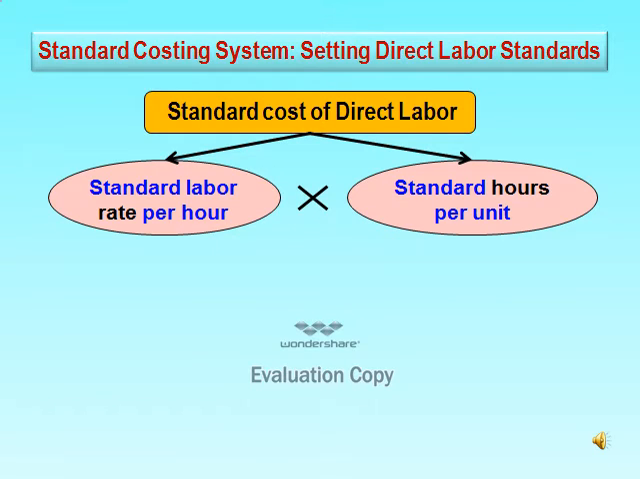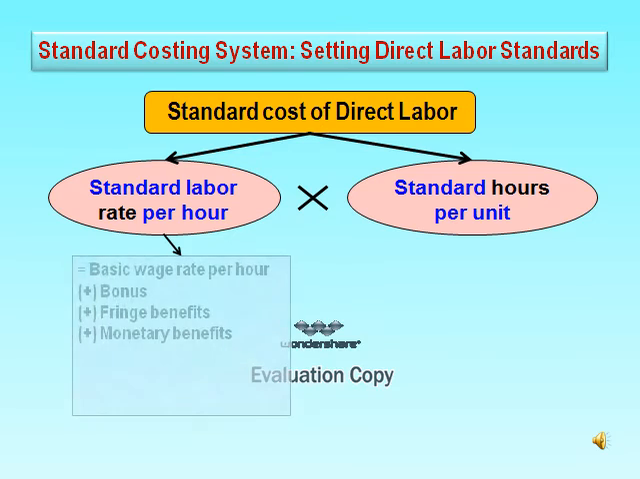Standard cost of direct labor. Cost of direct labor equals number of hours per unit times labor rate per hour. For example, if a unit needs 3 hours and the labor rate per hour is 50, the cost of direct labor equals 150. Also, standard cost of direct labor equals standard labor rate per hour times standard hours per unit.